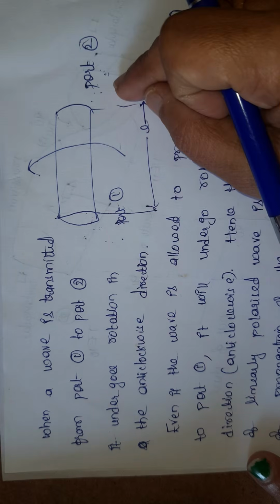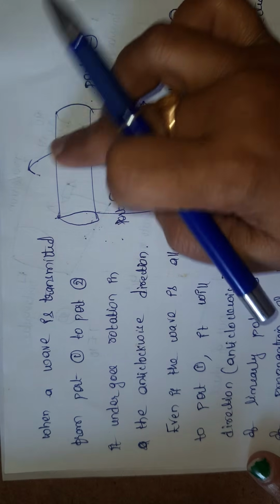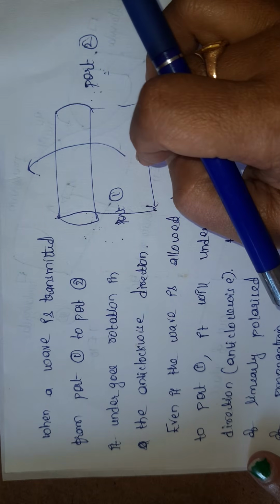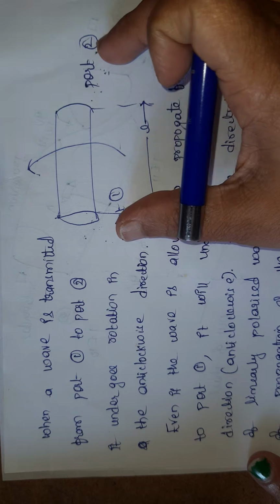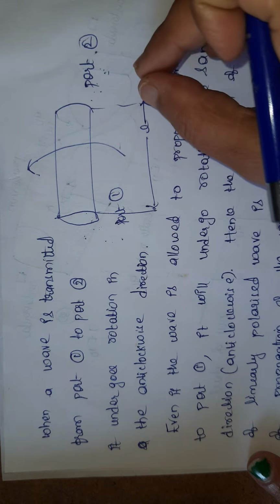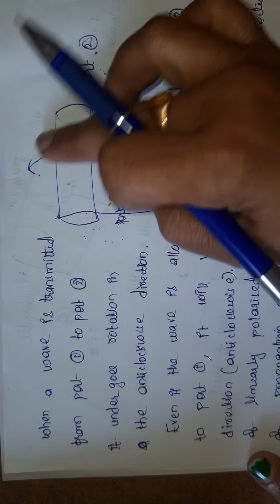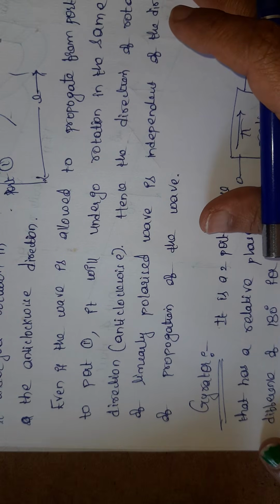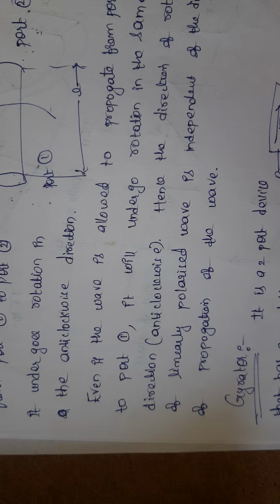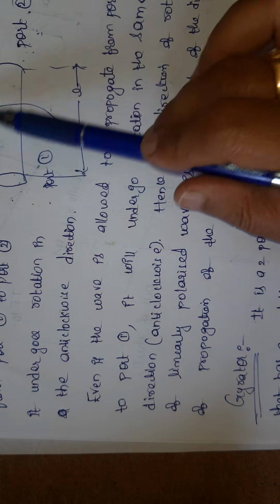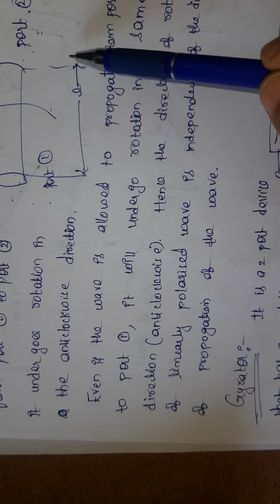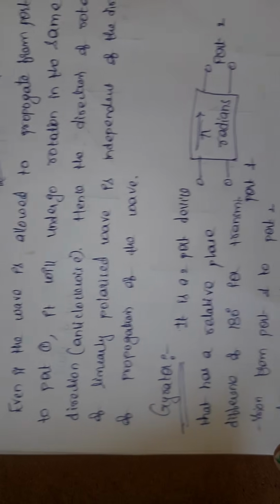If the direction of propagation is changing, there is no change in the direction of this phase change. If we propagate the wave from port 1 to port 2 or port 2 to port 1, there is a change of phase only in the anti-clockwise direction. So what it means is the wave will rotate in the anti-clockwise direction, whatever the direction of propagation. So this is about the Faraday rotation.